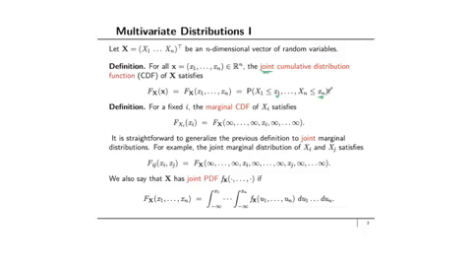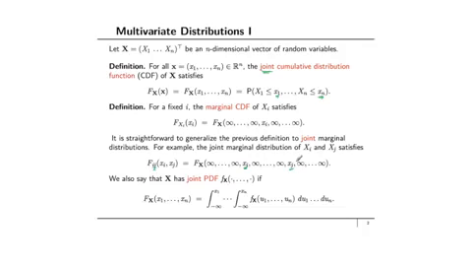So for example, the marginal CDF of xi is given to us by just plugging infinity into all of the components in the joint CDF, except for the ith component, which is little xi. Okay, so we can go from the joint CDF to the marginal CDF. It is also straightforward to generalize the previous definition to joint marginal distributions. So for example, if I want the joint CDF of just xi and xj, I can also recover that from the joint CDF of x1 up to xn by placing infinity in all of the arguments except for the ith argument where I have xi and the jth where I have xj.